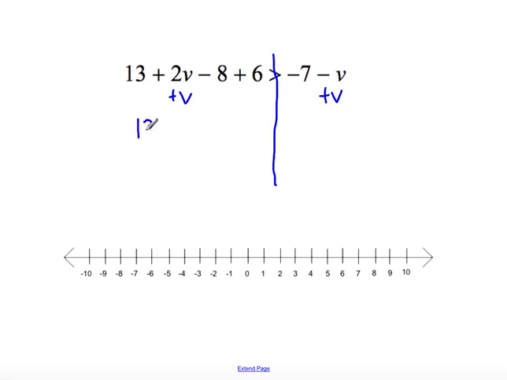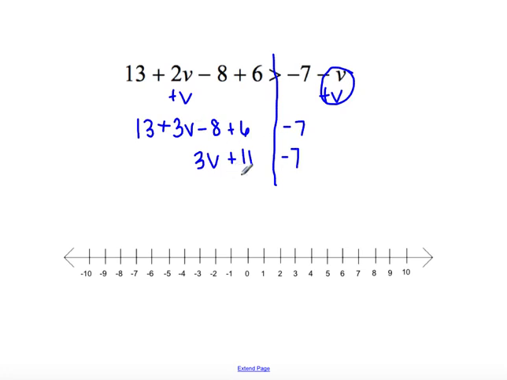So I have 13 plus 3v minus 8 plus 6, and I have a 0 pair right here, is greater than negative 7. So if I have 13 and I subtract 8, I'm left with 5, and then if I add 6 to that, I'll be at 11. So this is going to be 3v plus 11 is greater than negative 7.